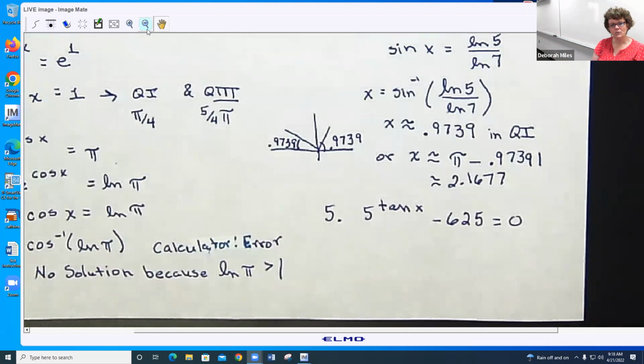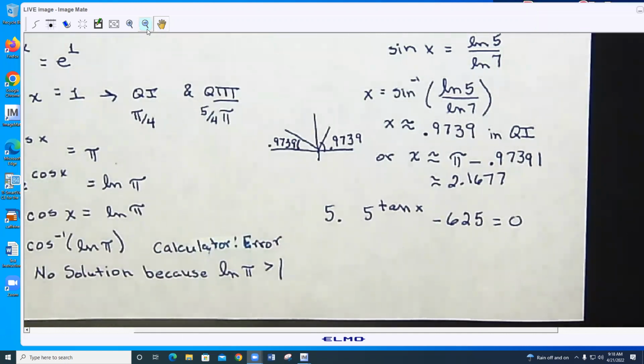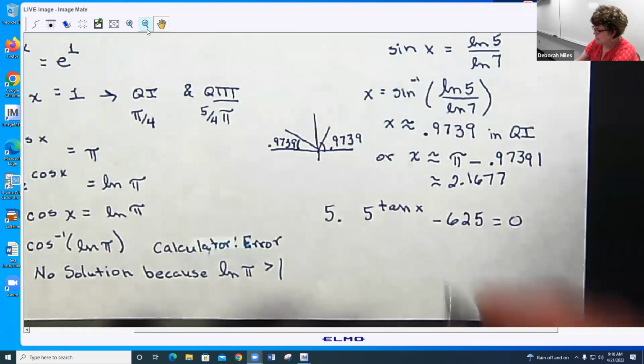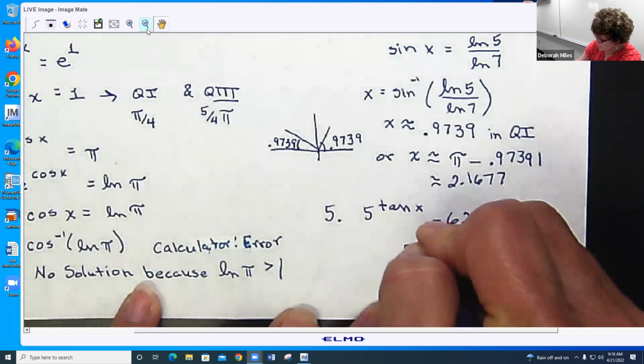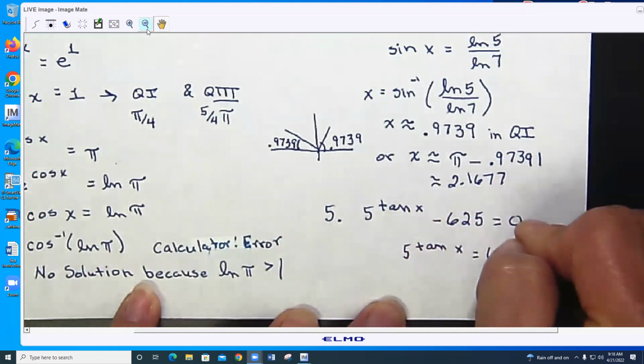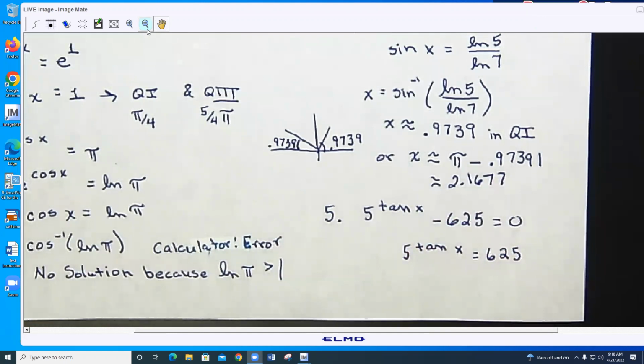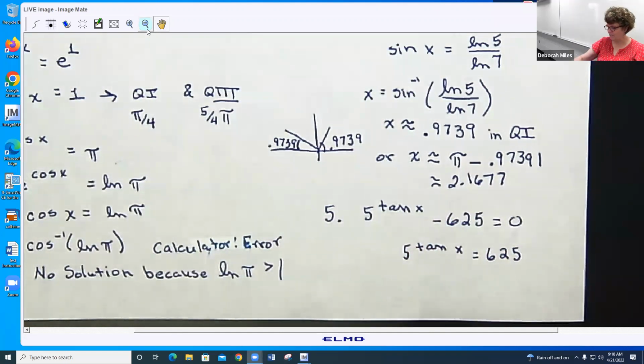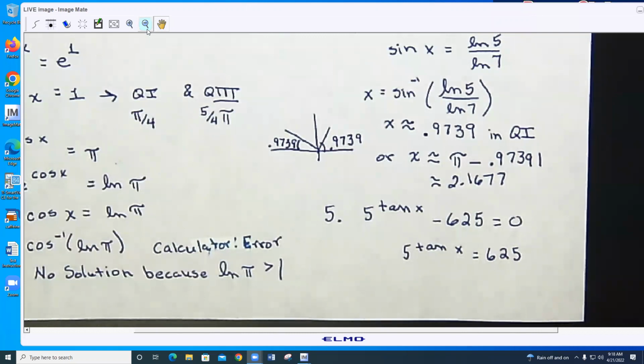Can you think of anything we can do? Bring the 625 to the other side. Okay, tell me why you're thinking of doing that, Dominic. I was thinking of dividing, then as soon as I said that, I realized we couldn't. You wanted to divide by that 5? Yeah, but, see, we can't.